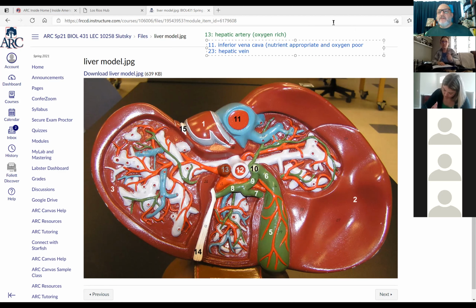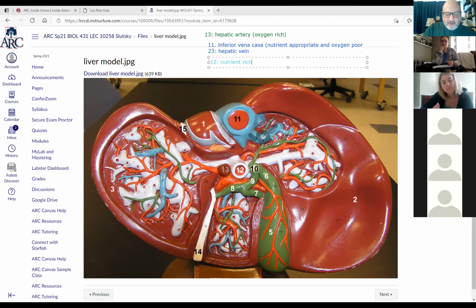So 23, I assume you guys can see the 23, right here, the blue, is that hepatic vein, again, coming out of the central vein, carrying the blood back. So then what does that make 12? It's coming from the intestines. Exactly. And what was the blood vessel coming from the intestines? That is going to be nutrient rich, but oxygen poor. Portal vein. Exactly. It is the hepatic portal vein.